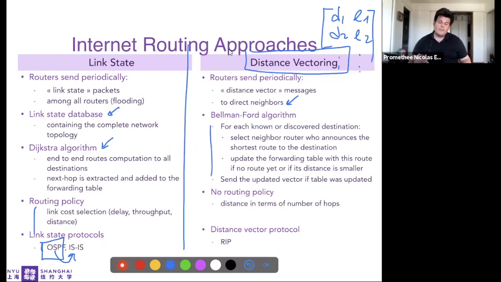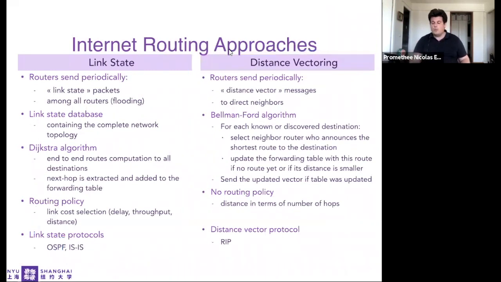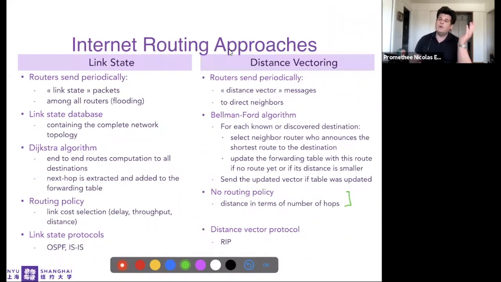So basically, the Bellman-Ford algorithm is very simple. We're going to see examples. There's no routing policy. Why? Because unfortunately, the protocol that we have, which is RIP, whatever you want to call it, only calculates the distance based on the number of hops. So if I have a distance of 3, it means that there are 3 routers before I can reach a given destination.